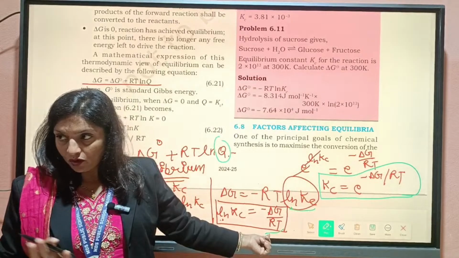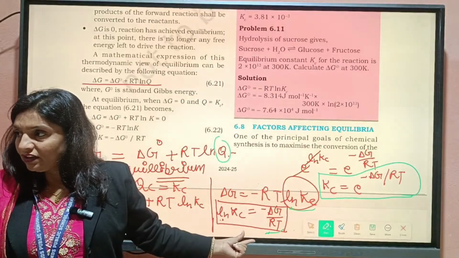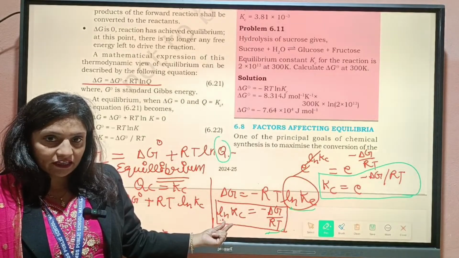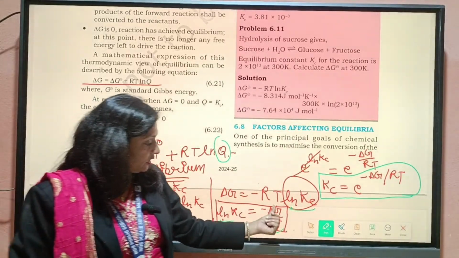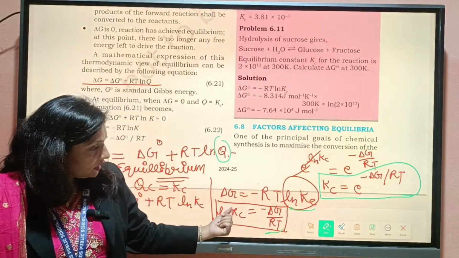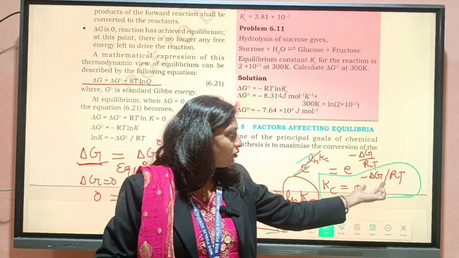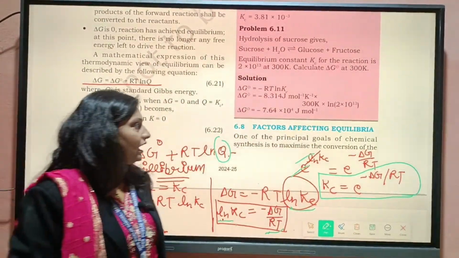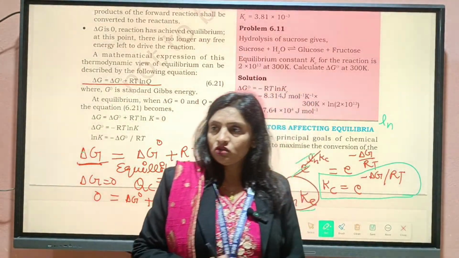Up to here I think nobody has a problem, but after that, taking antilog of both sides. Antilog means exponential. Then, students, e raised to power ln Kc is equal to e raised to power minus del G by RT. So from here the logarithm and exponential cancel each other, then Kc is equal to e raised to power minus del G by RT. Here ln is the natural logarithm.